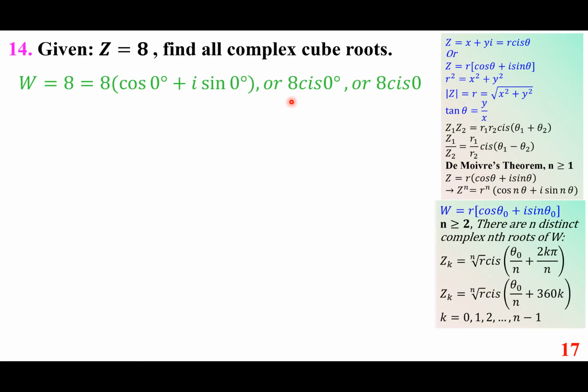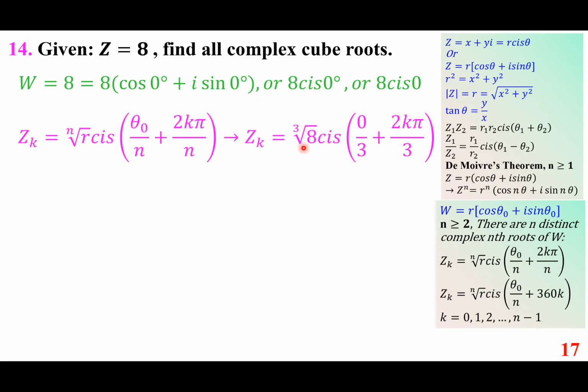You can write it in this format or a shorthand notation. So in this case, 8 cis 0 degrees, or 8 cis 0. All right, so we want the third root. So we take the cube root of this number according to this formula.